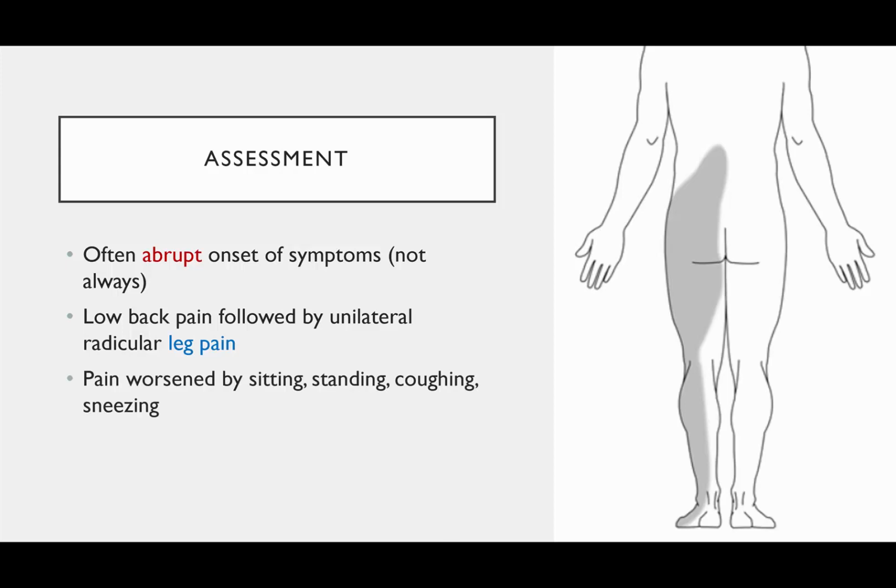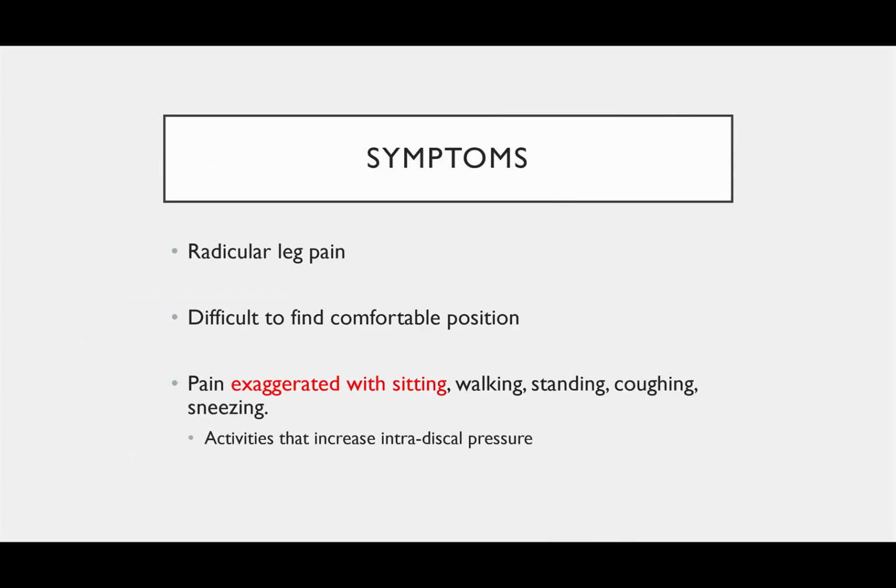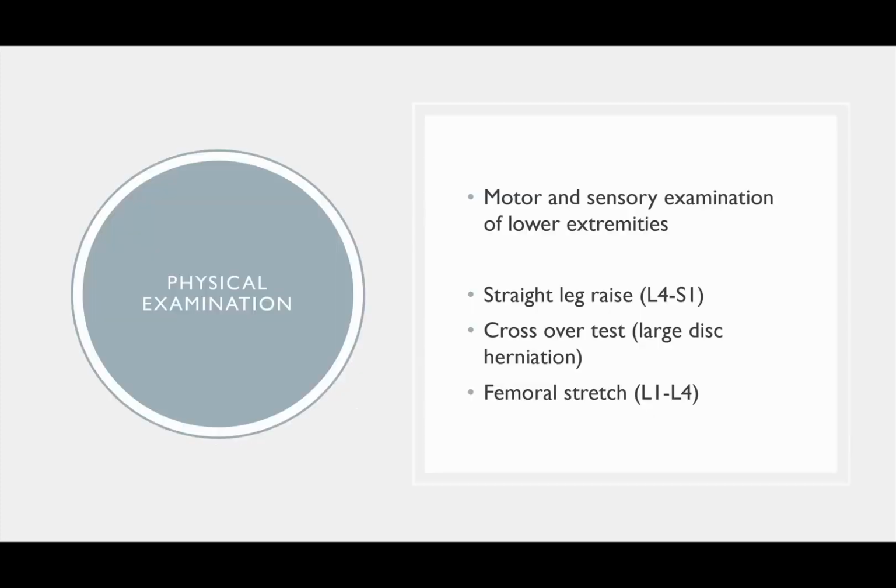Shown here in the diagram, this can be worsened by sitting, sometimes by standing, coughing, and sneezing, and usually lying down and rest provides relief. Radicular leg pain, or pain shooting down the lower leg, is what you look for. It's often difficult for them to find a comfortable position. That pain is exaggerated, particularly with sitting. As mentioned, this increases the intradiscal pressure.